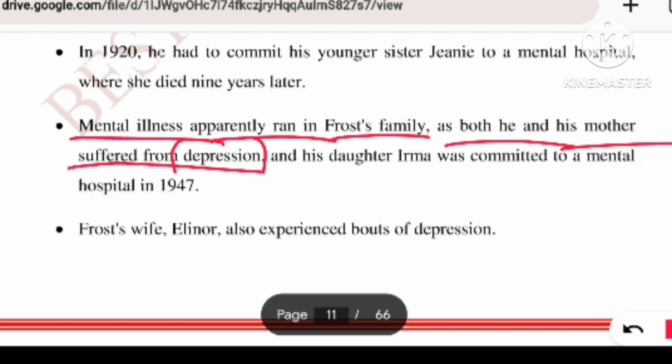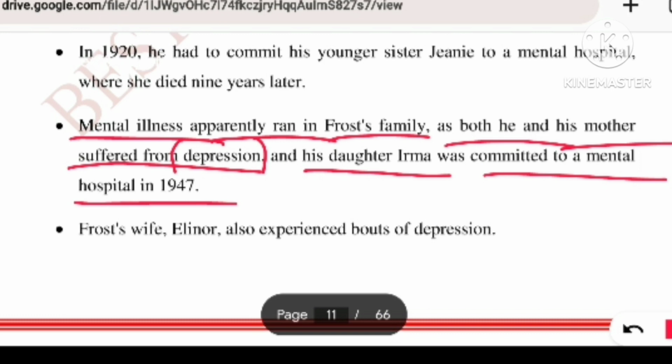We should give importance to money and luxury to some extent only, because there are so many things in life which we are not able to achieve, but still we are surviving. Still, poor people are surviving, and they are much happier than rich people. Depression is something which will ruin our life. We will have everything in front of our eyes, but still we will not be able to see how useful these things are. And his daughter Irma was committed to a mental hospital in 1947.